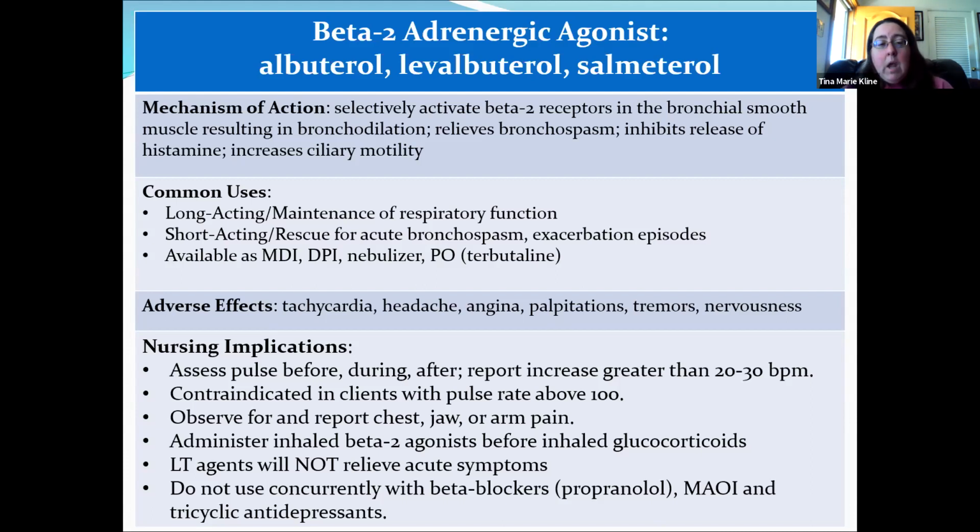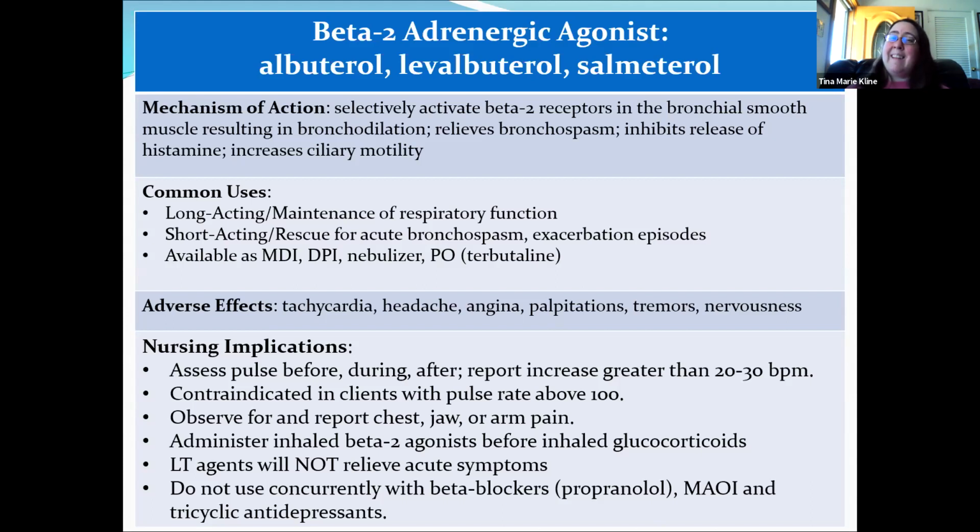The other thing that's important with these medications, particularly the short-acting, is when you have a respiratory patient on multiple respiratory meds, you want to give the short-acting beta agonist first, okay? Because when that gets in there, it helps open up the airways so I can get other medications down farther. So you always want to give your short-acting bronchodilator first.